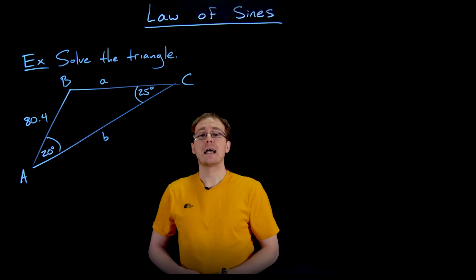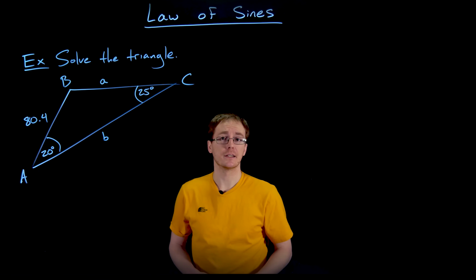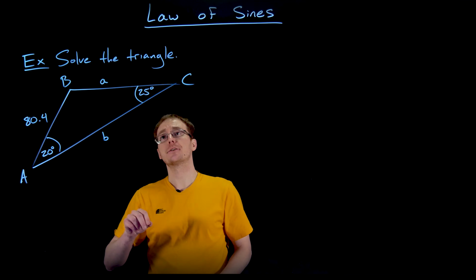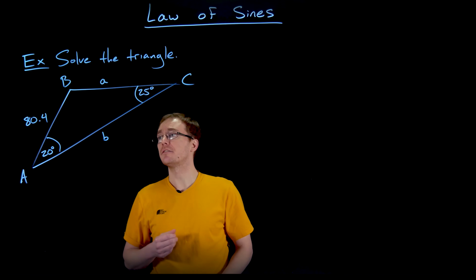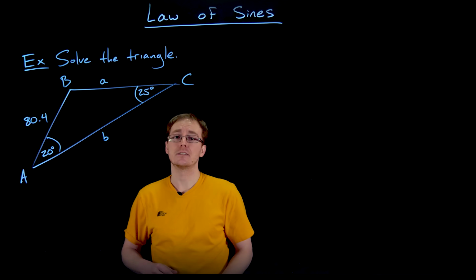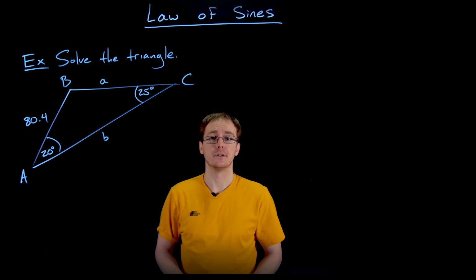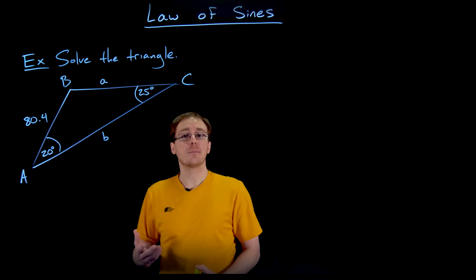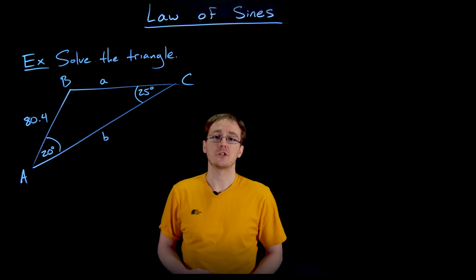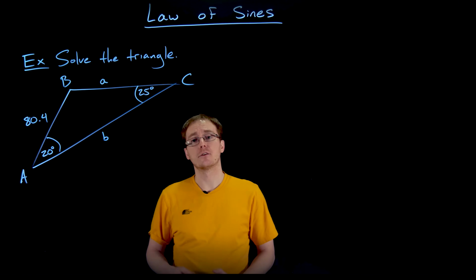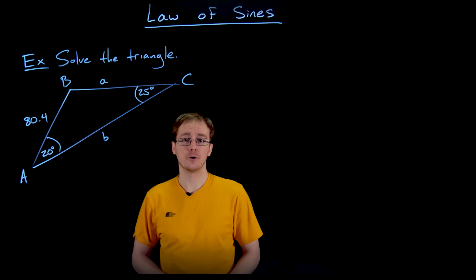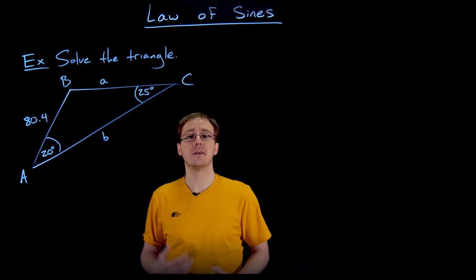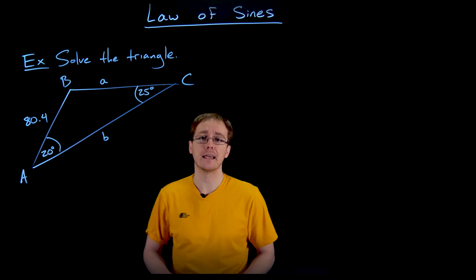In this example, we are asked to solve the oblique triangle that is given. And so in this triangle, we are given angle A, which is 20 degrees, angle C, which is 25 degrees, and side length C, which is 80.4 units. And so in this triangle, we know two of the angles and a side length opposite of one of them. And so that's a situation where we can use the law of sines to find the rest of the information about this triangle. Remember, when we were asked to solve a triangle, it means we need to find all the side lengths and all the angles.